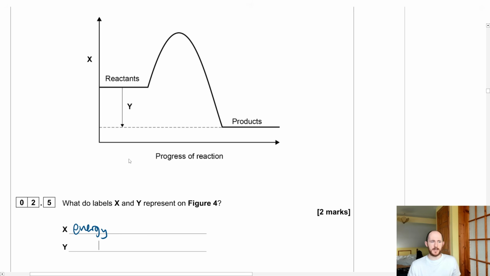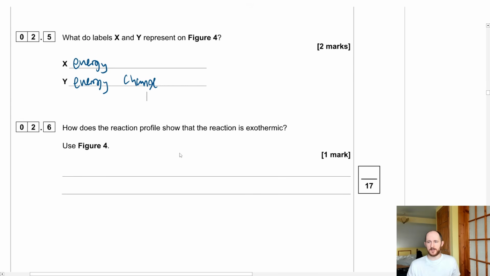So what does Y represent? Energy change, or change in energy, overall energy change, whatever. Basically, energy change is all you need. And I've kind of answered the next part.